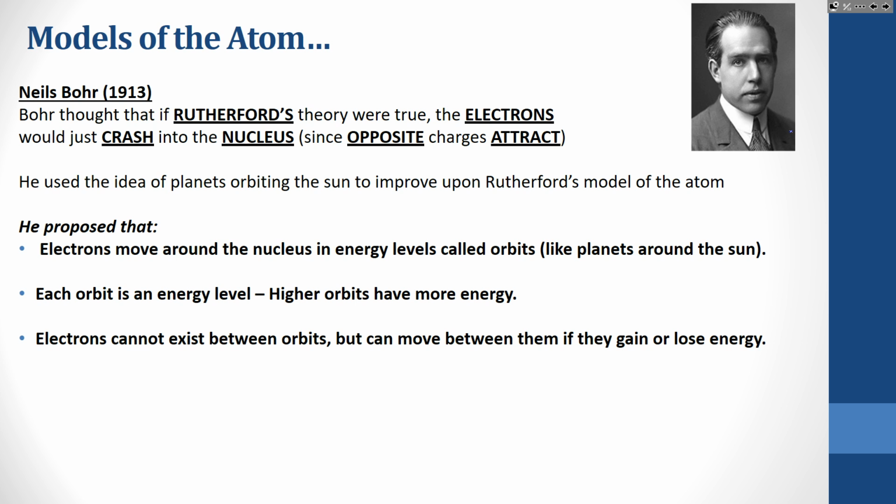He also said that electrons aren't allowed to exist between orbits. It's like you can't be in grade 6.2. You're either in grade 6 or in grade 7. You can't exist between grades. You are either in one grade or the next. Same thing with electrons. They're either in orbit 1 or orbit 2 or orbit 3. There's specific amounts of energy they're allowed to have, and that's it.